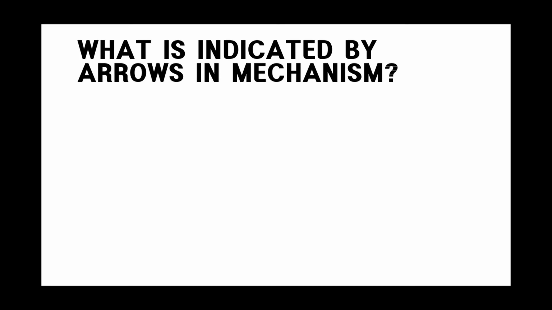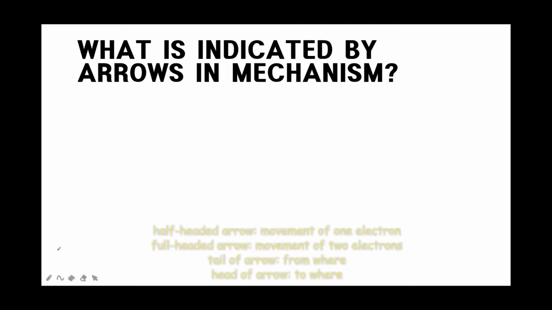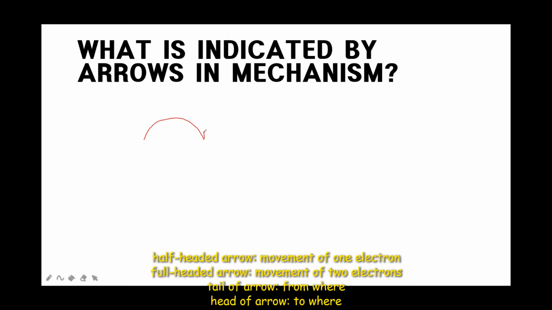First, you have to know what is indicated by arrows in mechanism. This is a half-headed arrow. This arrow indicates the movement of electrons. The tail of the arrow indicates where the electron comes from. Usually the electron comes from a bond, while the head of the arrow indicates where the electron goes. Usually it will go to a more electronegative atom.